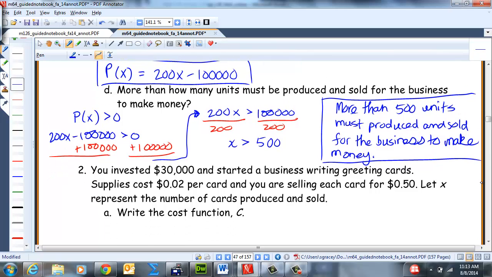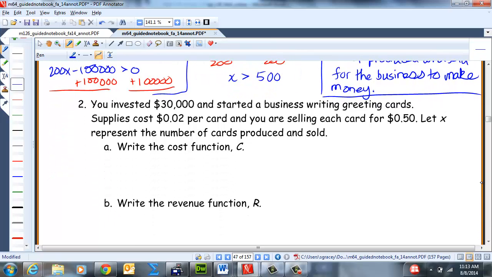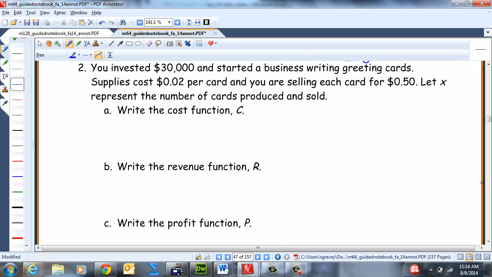Okay, so if you want to pause the movie and try the next one on your own, feel free, or you can just work along with me. So here we are. You invested $30,000 and started a business writing greeting cards. Supplies cost 2 cents per card and you're selling each card for 50 cents. Let X represent the number of cards produced and sold.